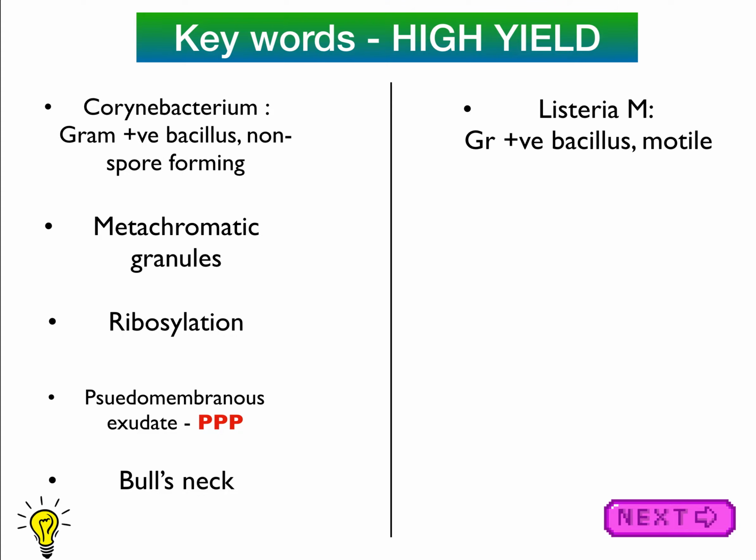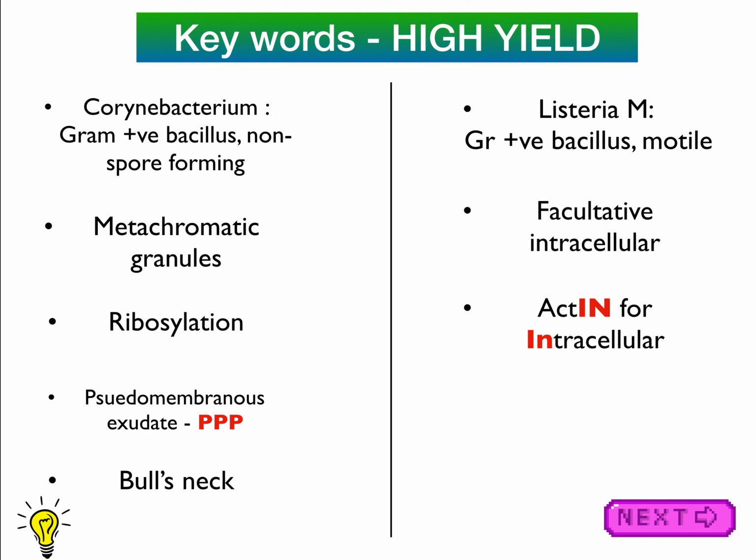Okay, Listeria monocytogenes is a gram-positive bacillus, motile and facultative intracellular, with actin motility for intracellular movement. I will simplify what that means, but it's something called actin rocket motility. It's the movement of the actin filaments that allows the bacteria to go straight from one cell to another. I promise it will make a lot more sense. And tumbling motility.